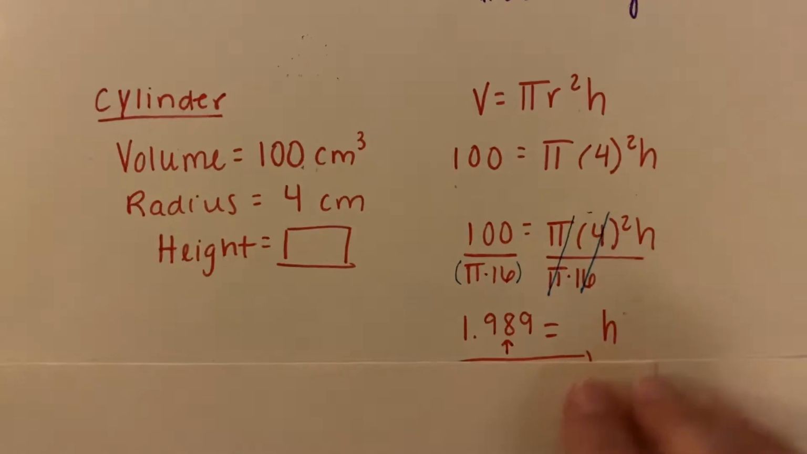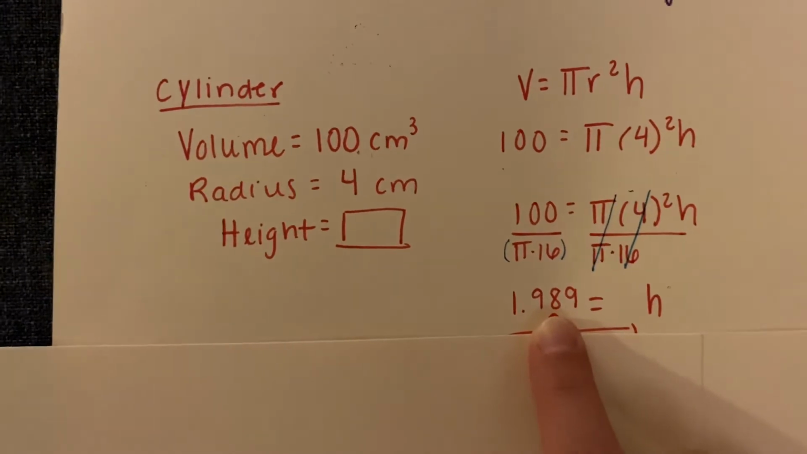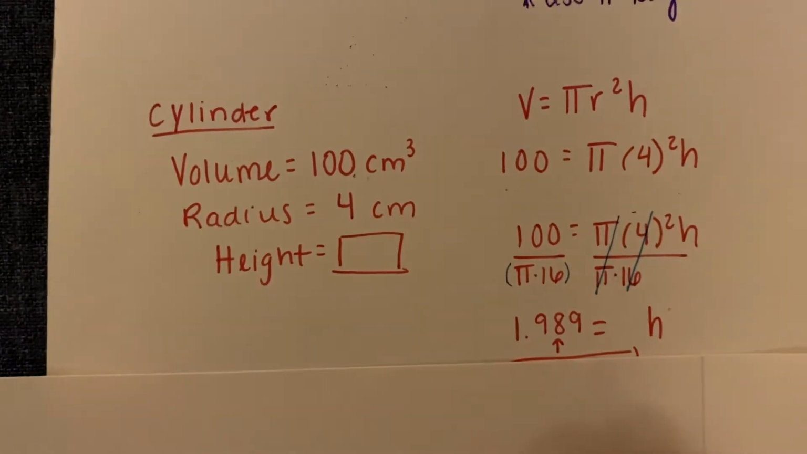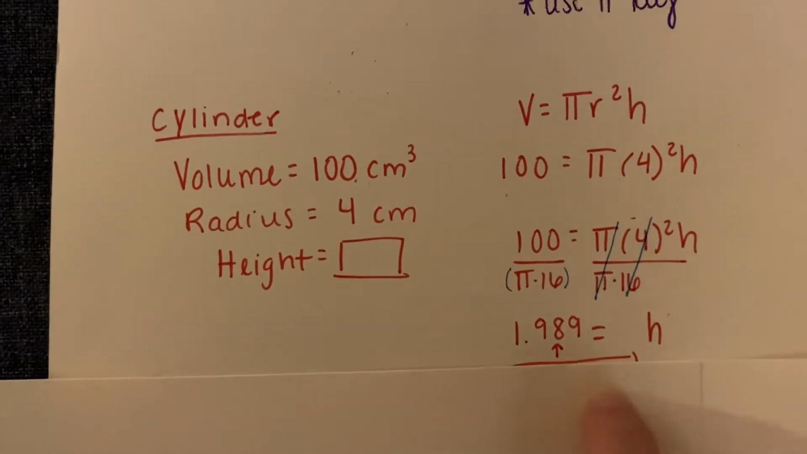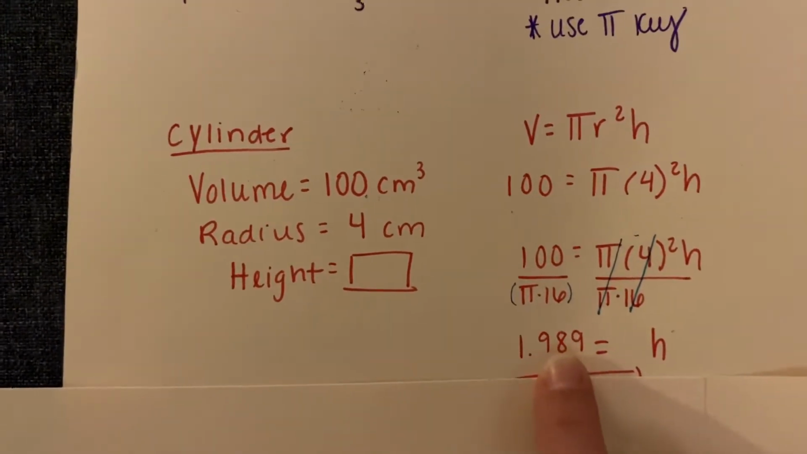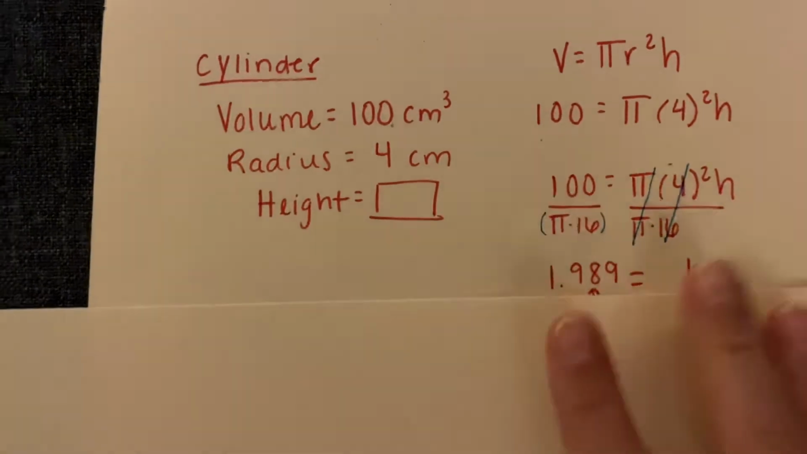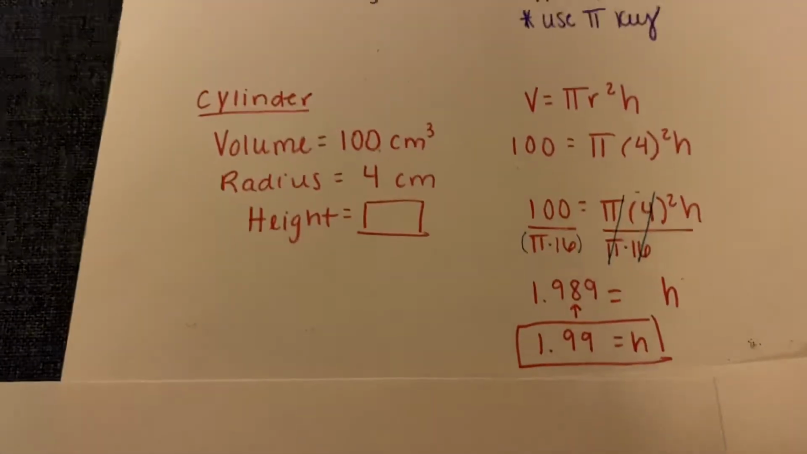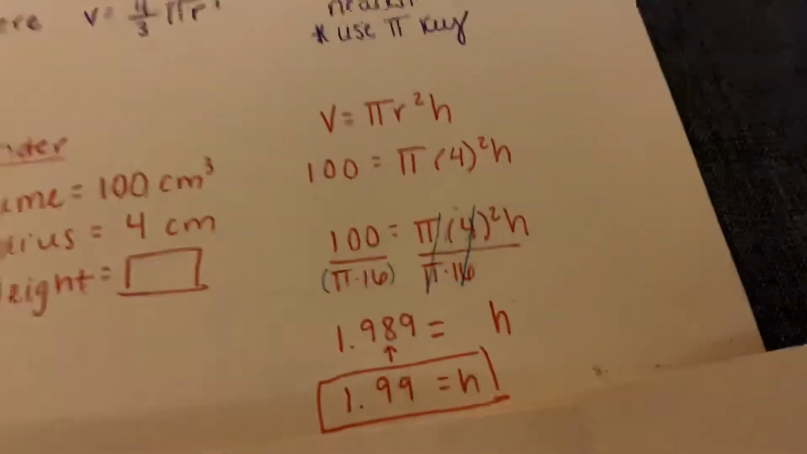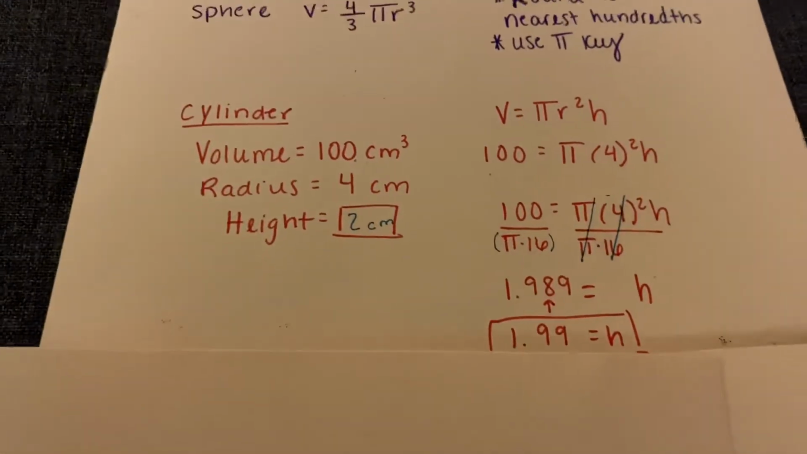and you should get 1.989, but since we're rounding to the hundredths, we need to look at the second decimal place out, which is this 8. So does it stay an 8 or does it round up to a 9? We look at the next number, which happens to be a 9. It's greater or equal to 5. So that means this 8 needs to change into a 9. So my height is 1 and 99 hundredths centimeters. So almost 2 centimeters. So I would write in 2 centimeters right there after solving that out.